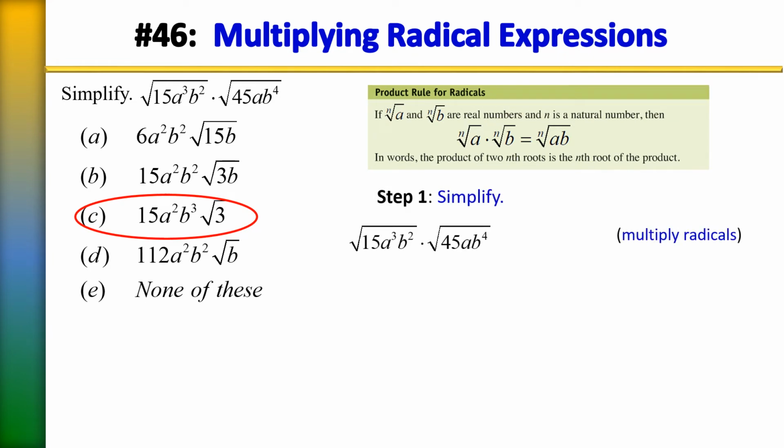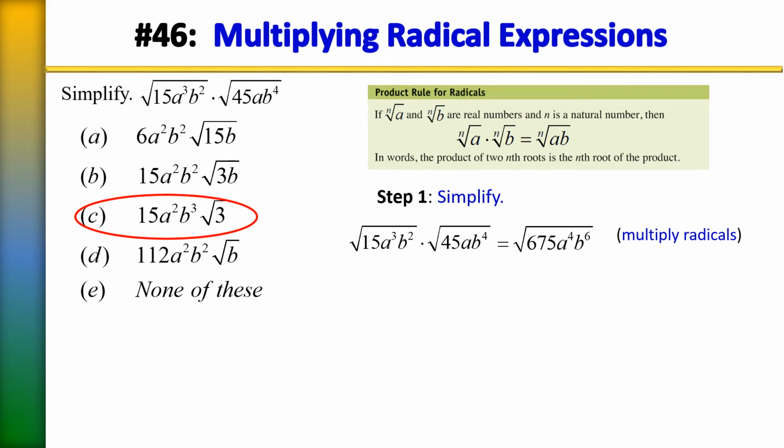And so what I'm left with when I complete that process of multiplying the coefficients and adding like bases of exponents, I have square root of 675, a to the 4th power, b to the 6th power. Now 675 is not a perfect root, but it does have a perfect inside of it because 3 times 225 is 675. So the perfect root inside of 675 is 225.